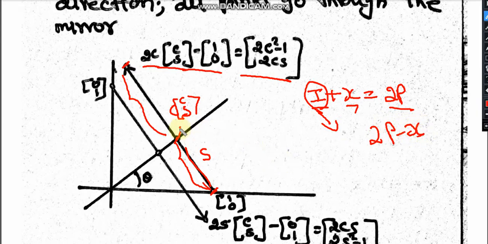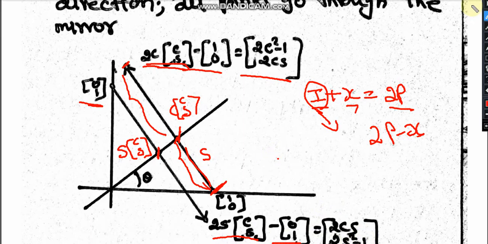I know the projection here is (c², cs), and twice the projection, minus x, where x is the original (1, 0), gives you this image. Similarly for (0, 1), the projection point was (cs, s²), as we had seen. Twice the projection minus x, where x is the original (0, 1), gives the image (2cs, 2s² minus 1).